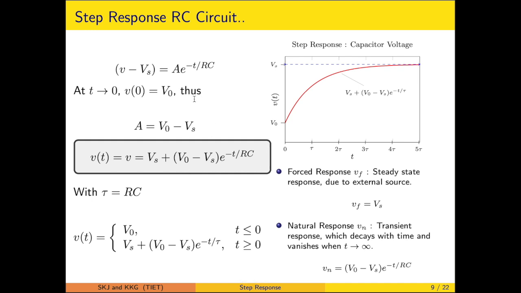When we apply the initial condition t is equal to 0, this gives the coefficient A as V0 minus Vs. Please be mindful that V0 is the initial voltage, whereas Vs is the external source voltage that remains in the circuit for a long time. Because of this, the voltage expression is V of t is equal to Vs plus V0 minus Vs e to the power minus t upon tau. As mentioned previously, the time constant is tau is equal to RC.